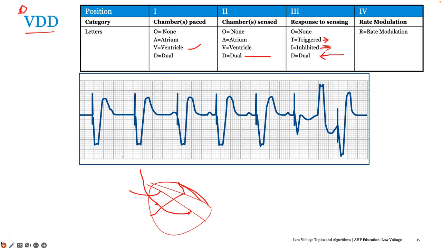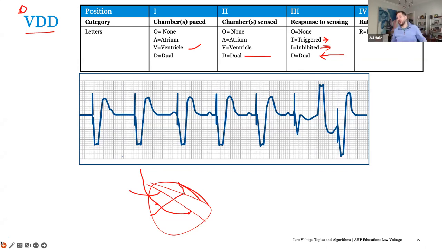I'm not sure of the reason, but I believe it's likely that they assume the sinus node is fine. There's no need to put in an atrial lead. Just go ahead with the single lead.